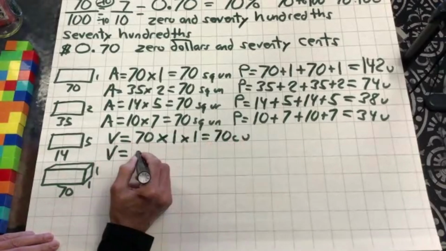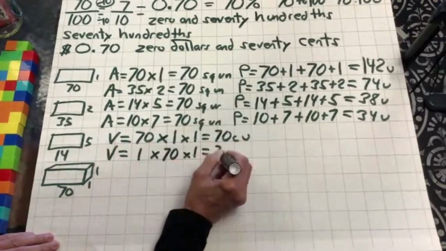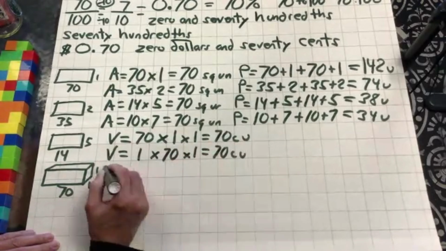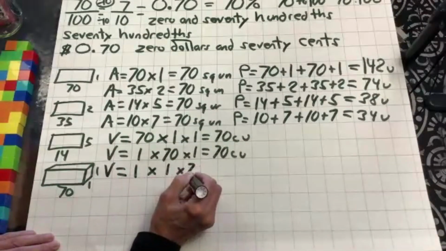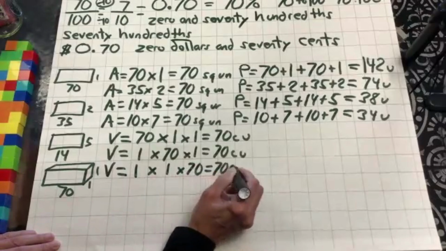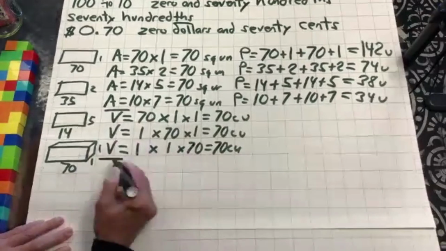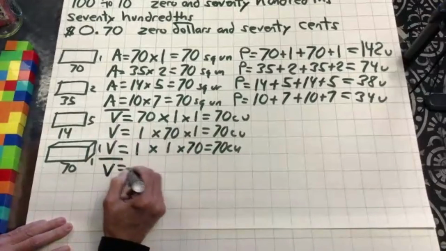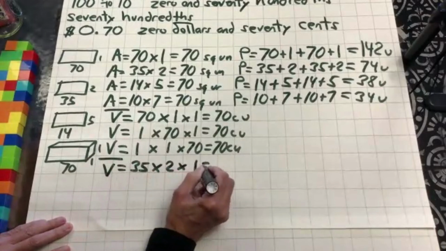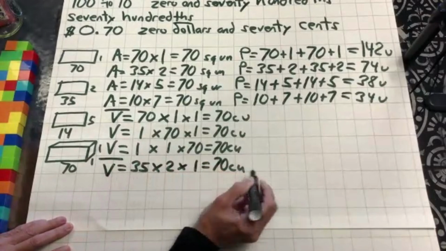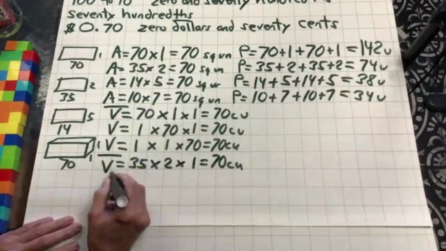We can also write that as 1 by 70 by 1 equals 70 cubic units. And we can also write it as 1 by 1 by 70 equals 70 cubic units. So 3 ways to write that. Let's move on to the other one, which would be a 35 by 2 by 1 equals 70 cubic units. We're just taking our areas and giving them depth, a 1 depth.